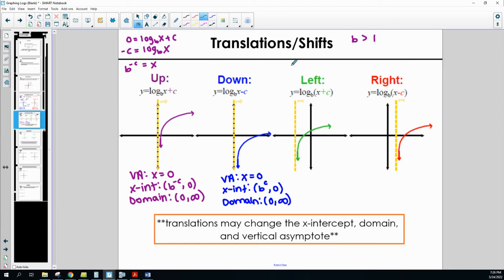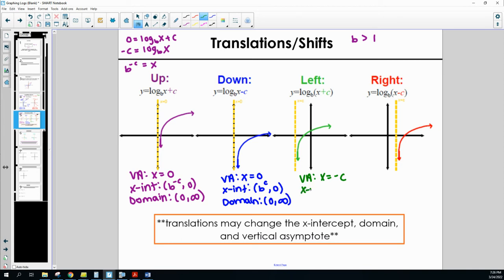Let's look at moving left. If we're moving left, we're going to add a number to the x, inside the parentheses. So if a number is added, it moves to the left. If we're moving the graph to the left, you can see that the vertical asymptote has now shifted left. So our vertical asymptote will be x equals negative c. Even though it's a plus c here, that means it's moving to the left. If it's moving to the left, then it is going to be negative because it's moving in the negative direction.